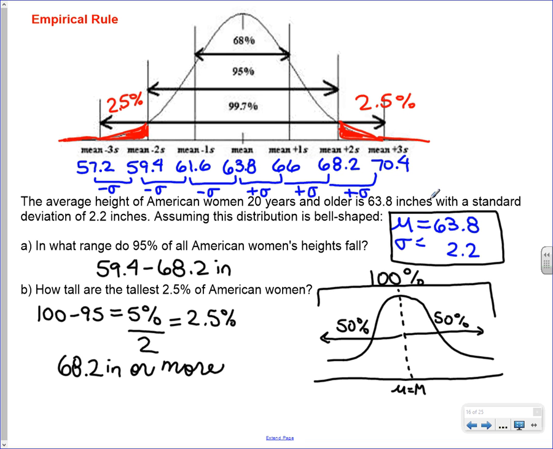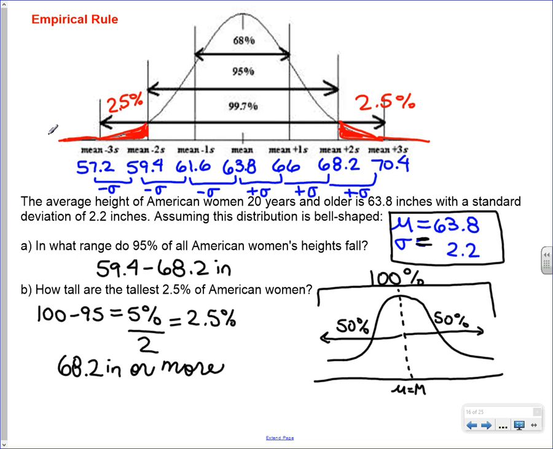I don't know how they get this data, but however they get it, they get the average height of an American woman. So mu is equal to 63.8, sigma is equal to 2.2. Sorry, that line's kind of crazy there, but these are just equal signs. Okay, so sigma equals 2.2. Now, assuming this distribution is bell-shaped, which it is, it looks something like this. In what range do 95% of all American women's heights fall?